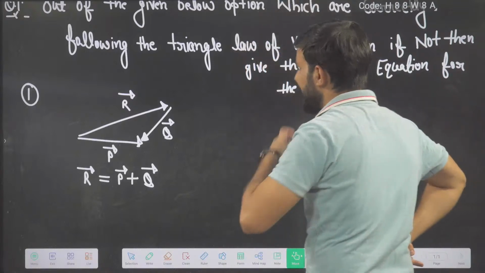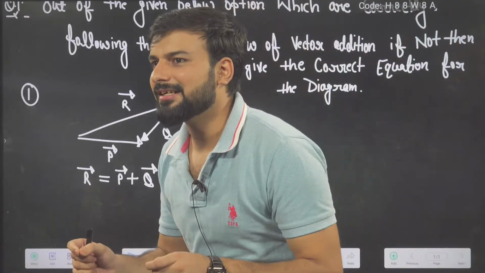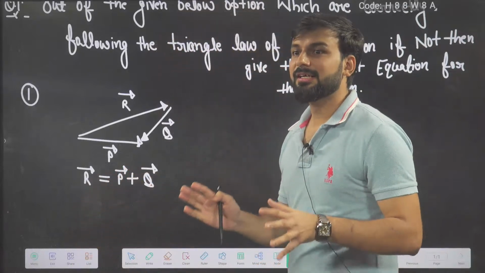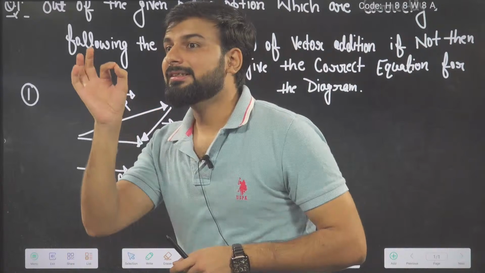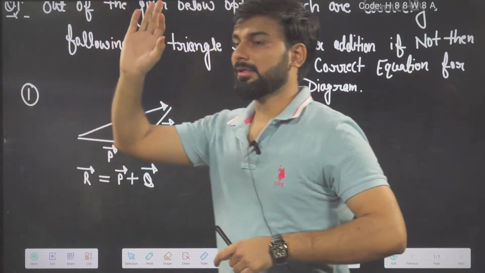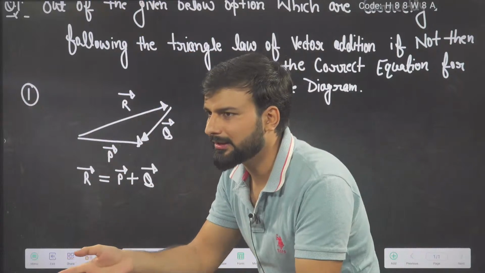Dekh beta. Those who are saying P, the correct answer is P. Here the resultant is P. And those who are saying R, they have mixed up the concept. They have not listened to the concept very carefully. It's okay, you have listened, but you didn't understand.